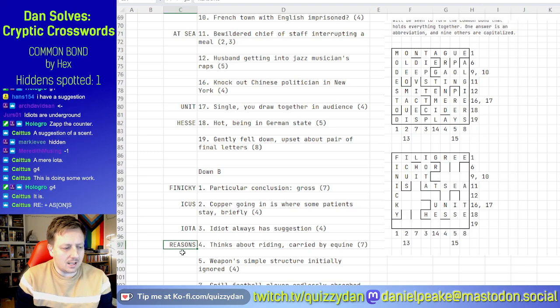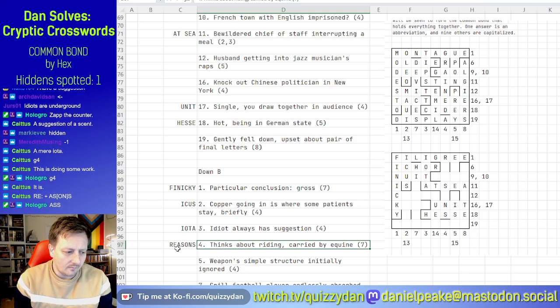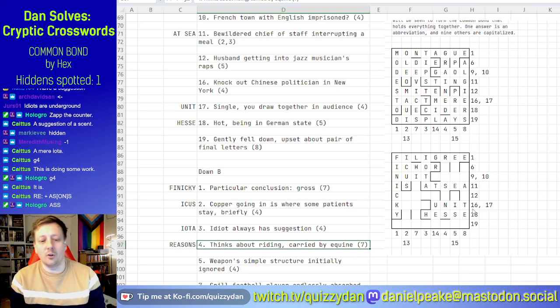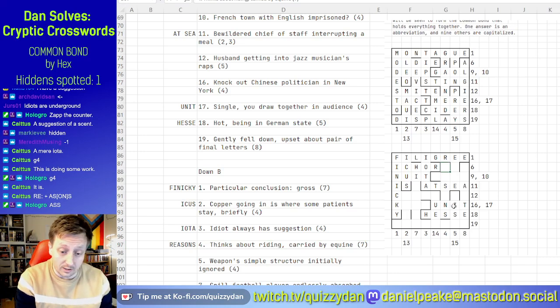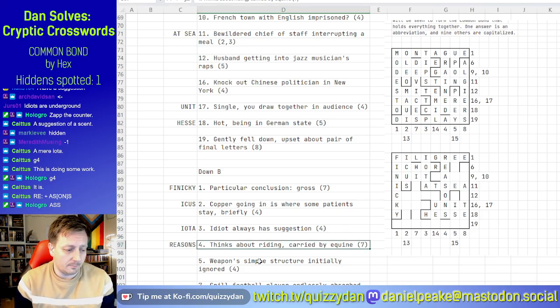Carried by equine. Is there a rias? Oh no. Thinks is reasons. About is RE. And then an ass is an equine with on in the middle of it. There's a lot going on in that. Yeah. Good clue. I wish I'd worked that out.